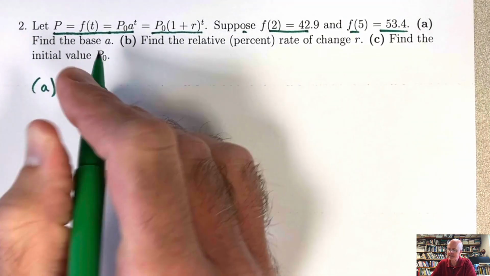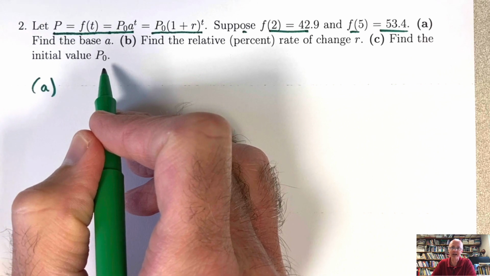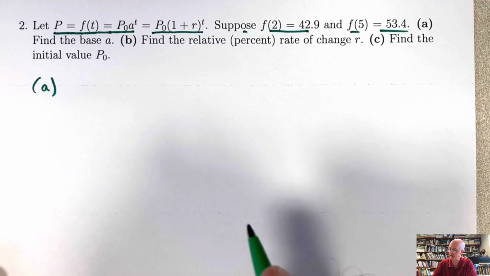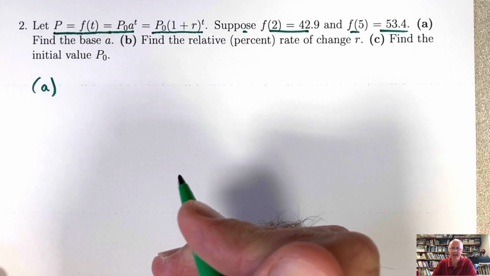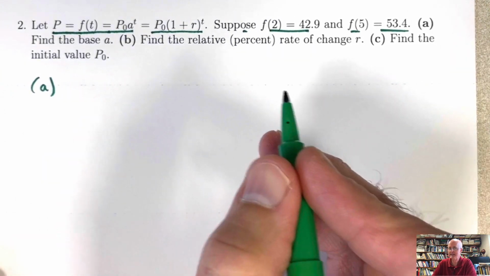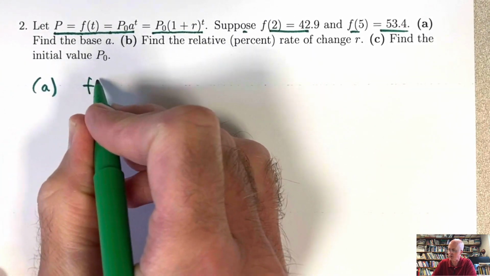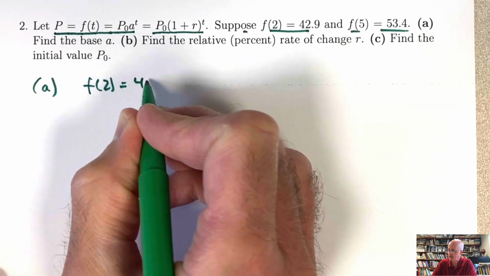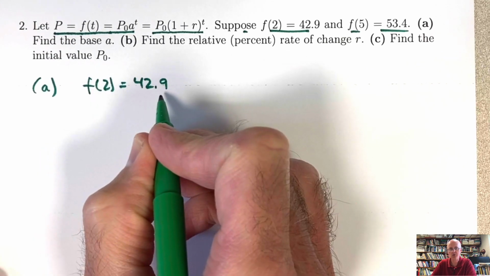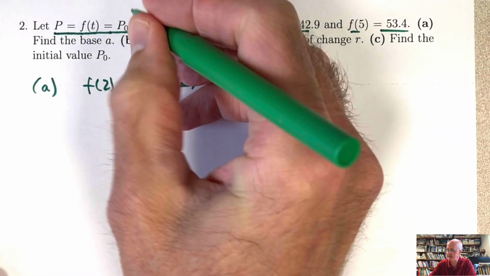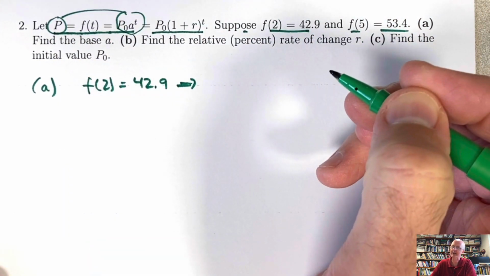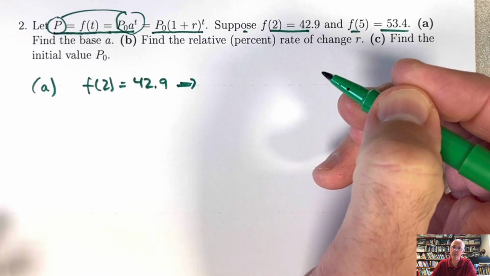All right, it's always easy to find the initial value if you happen to know f of 0, but we don't know f of 0, so it's going to be a little trickier. How do you find a? It's a little bit unclear. If you plug in these numbers, you do get a system of 2 equations and 2 unknowns. F of 2 equals 42.9 means that when t is 2, p is 42.9, so I can plug those numbers into the equality between these 2 expressions and try to solve for ultimately 2 unknowns, the p sub 0 and the a.